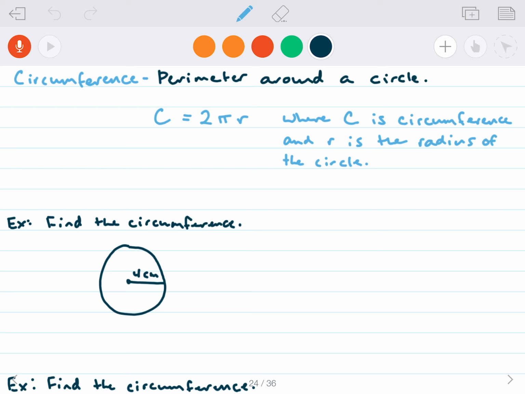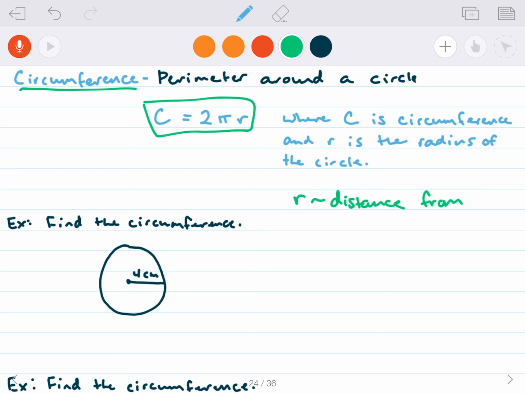So circumference is just a fancy word for perimeter of a circle. So it's the length or the distance around a given circle. And this is an important formula to know for the test. It's circumference equals 2 pi r. And r is going to be the radius of the circle. Now the radius of the circle is the distance from the center to the edge. That's all that means.